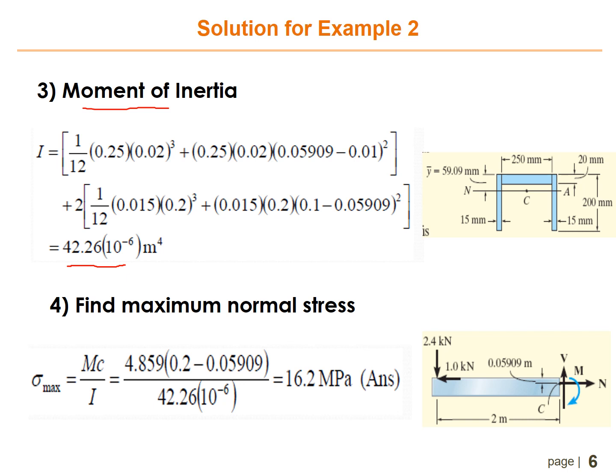The last step is to find the maximum normal stress using the formula MC divided by I. For M you use the moment at the cross-sectional area, 4.859. C is 0.2 minus 0.05909, divided by the moment of inertia, 42.26 times 10 to the power of negative 6. So the maximum stress for this equation is 16.2 megapascal.